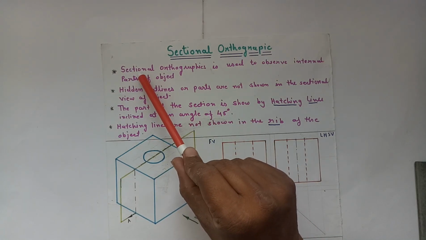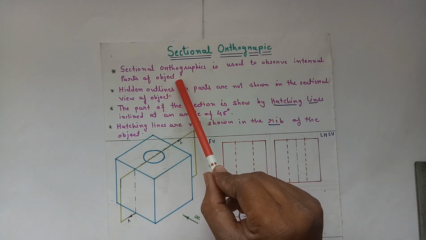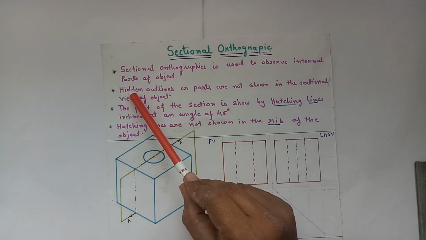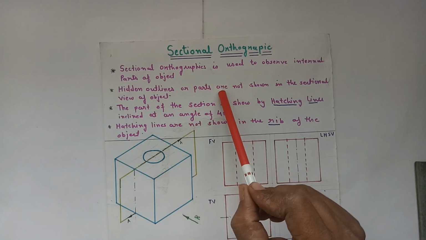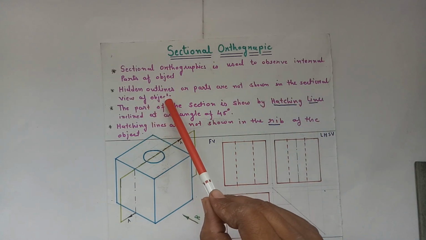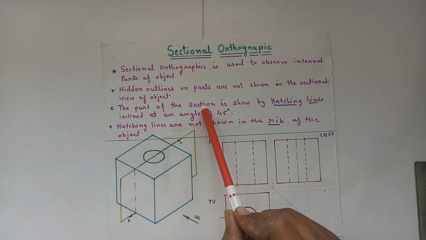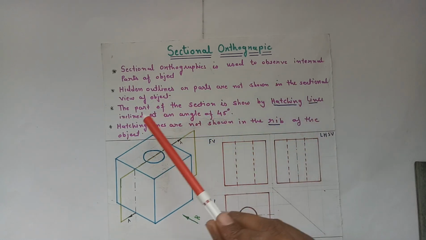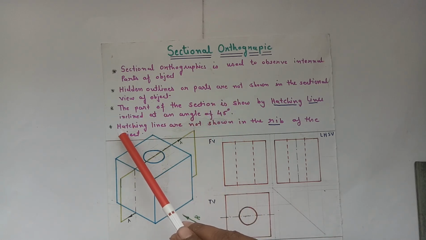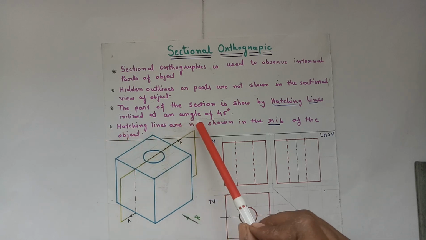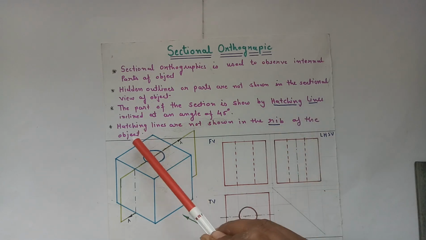First point: sectional orthographic projection is used to observe the internal parts of the object. Second point: hidden outlines or hidden parts of the object are not shown in the sectional view of the object. Third, the part of the section is shown by hatching lines inclined at an angle of 45 degrees. Fourth and important point: hatching lines are not shown in the part known as the rib of the object.